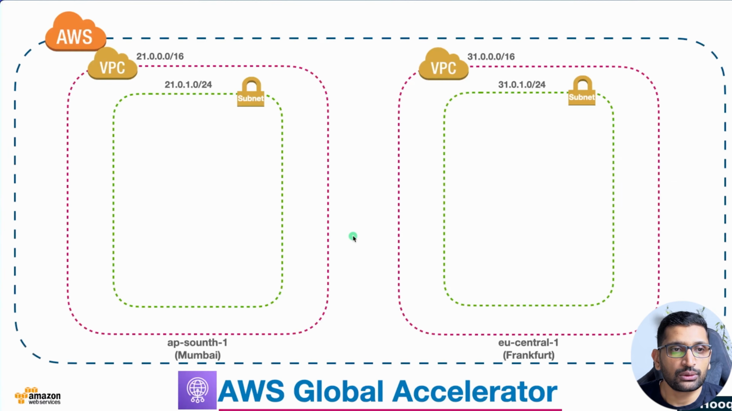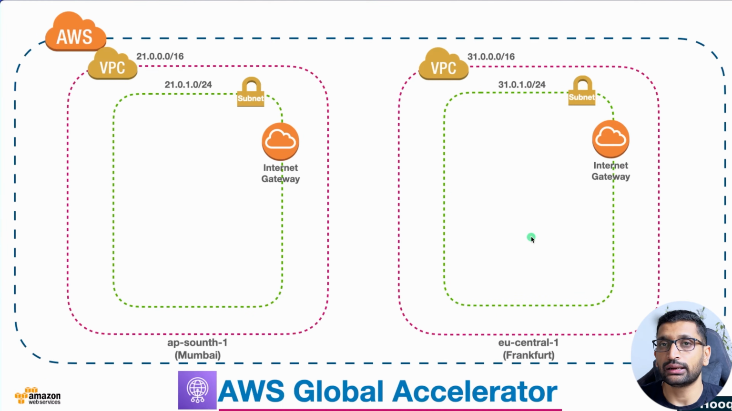So if you take a look at this particular diagram, then we are pretty much done with the creation of these subnets also. So we are done with this VPC, this subnet, and this subnet as well. So all of our 4 components are ready. Moving further, the next component which we need to create is the internet gateway for both of our subnets.